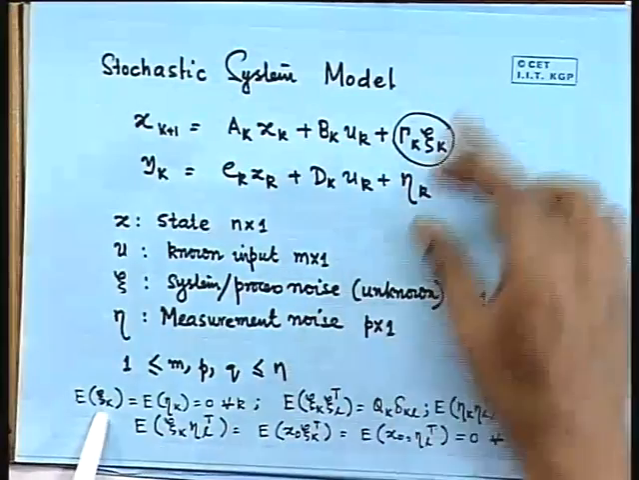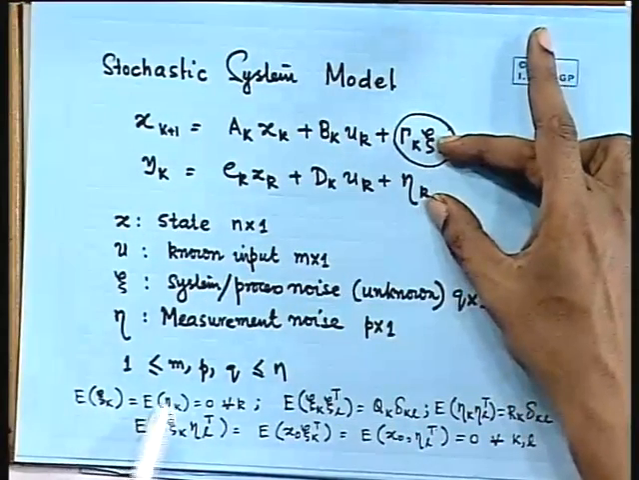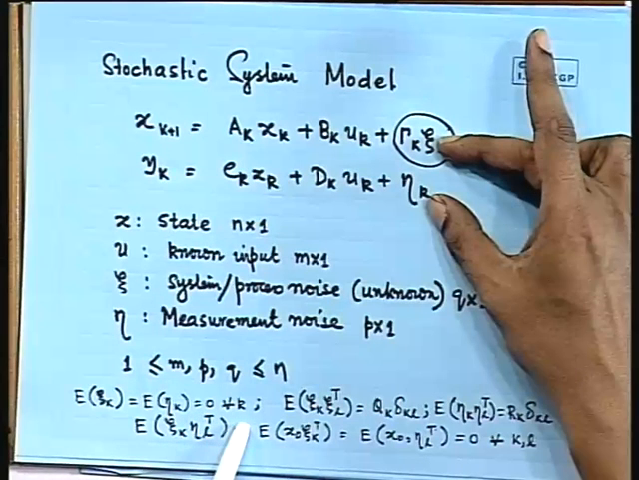So, our assumptions are as follows, that these two are both 0 mean. So, this is equal to 0 for all k.